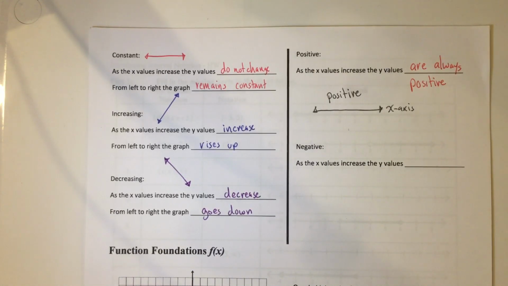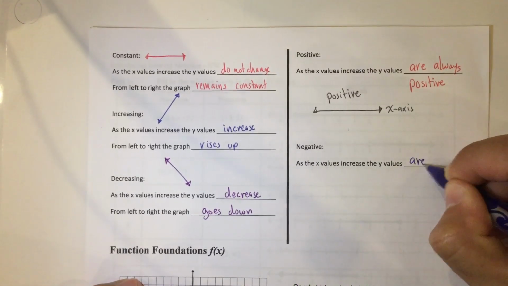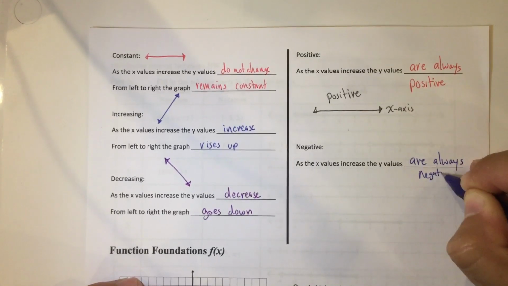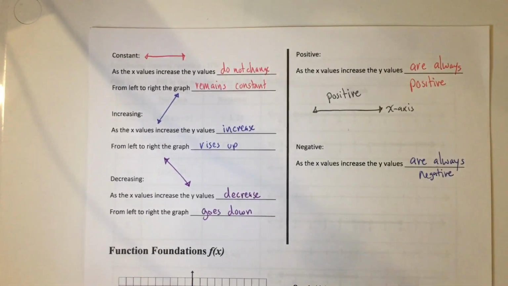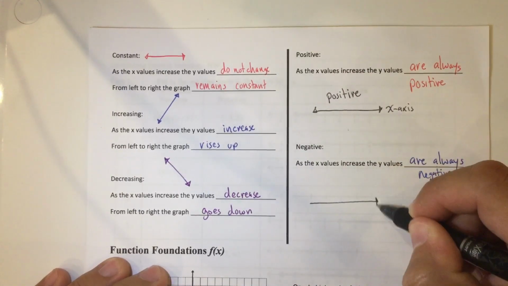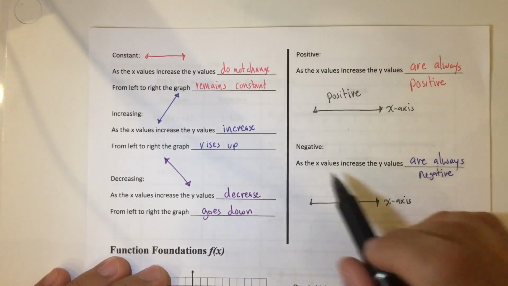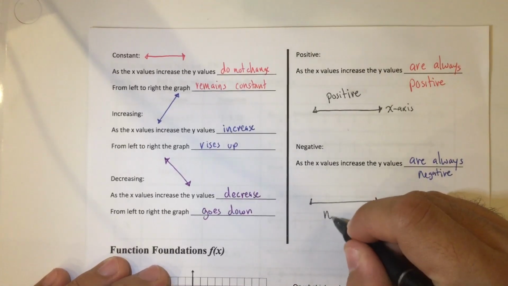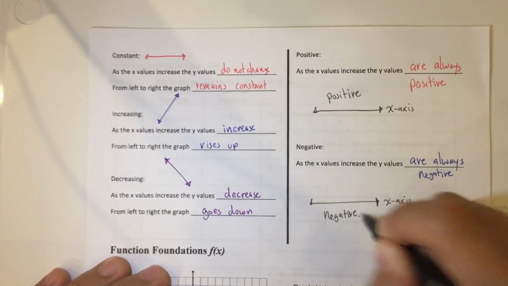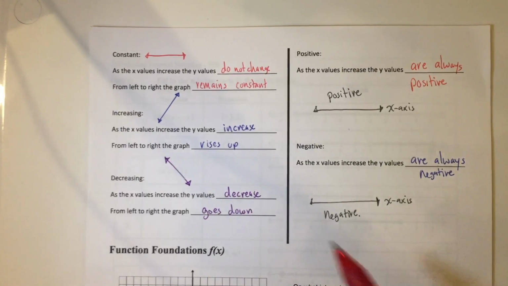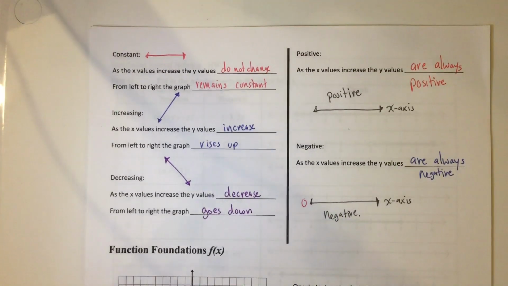Whereas if we get to the negative, as the x values increase, the y values are always negative. So once again, we draw the x-axis. And here it is. And where the graph is always going to be negative is below the x-axis. Okay. Now, the x-axis itself, we would consider that to be 0, which would be neutral. So it's neither positive nor negative. It's just not included in either one.